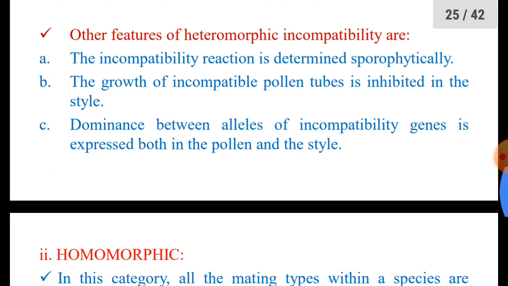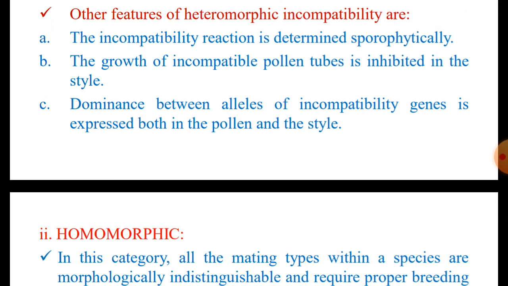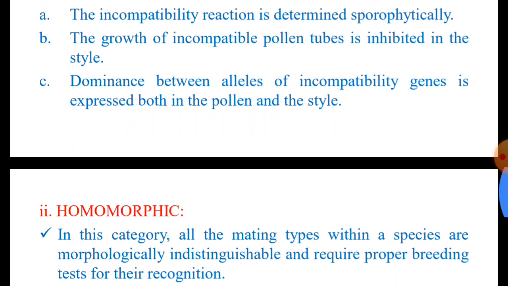The other features of heteromorphic incompatibility are: the incompatibility reaction is determined sporophytically. The growth of incompatible pollen tubes is inhibited in the style. Dominance between alleles of incompatibility genes is expressed both in pollen and the style.